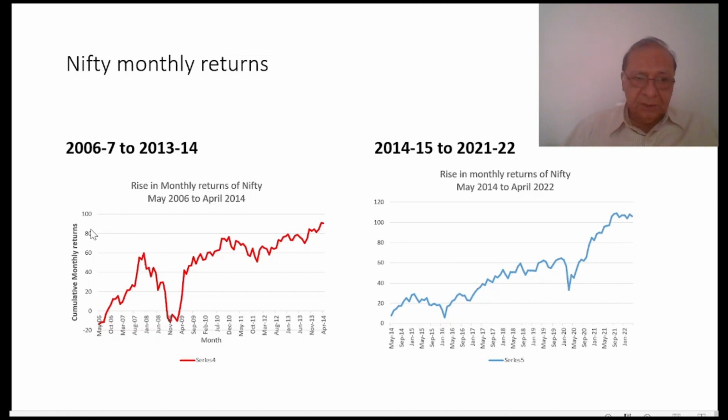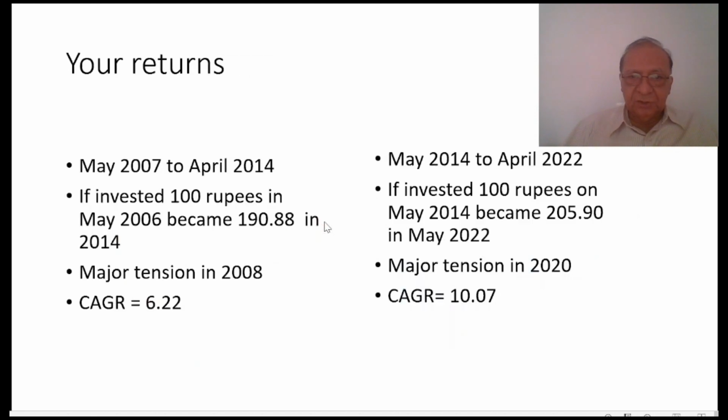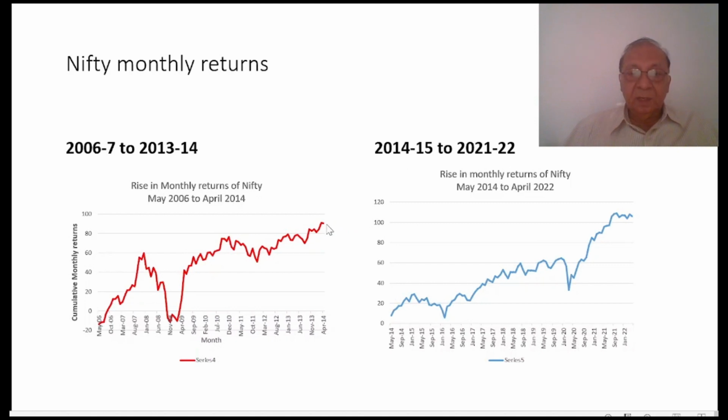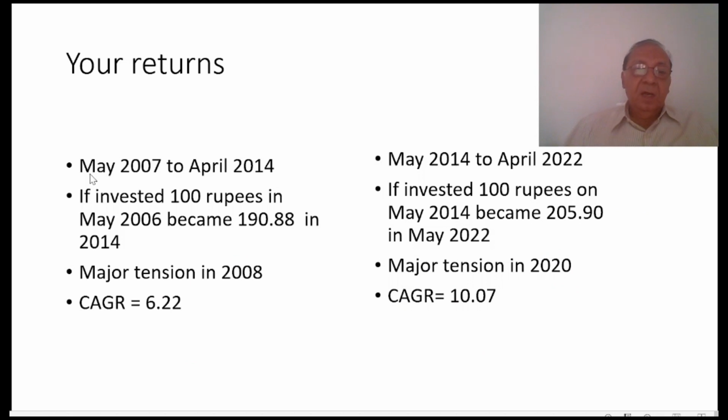Now, this one is approximately 190.88, this point, and this point is approximately 205.99. What does it mean? It means if anybody invested rupees 100 in the stock market in May 2006, it became 190.8 in 2014. Approximately an increase of 90.88%.